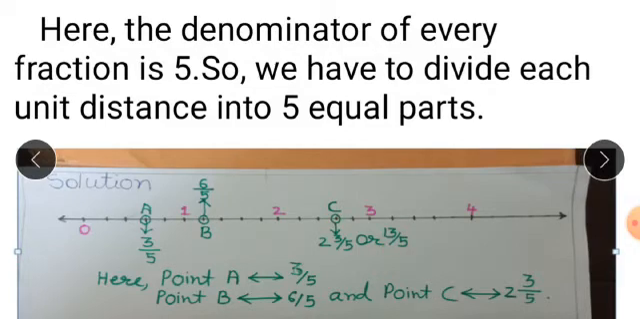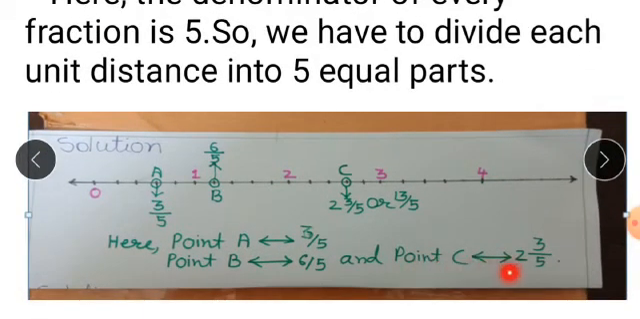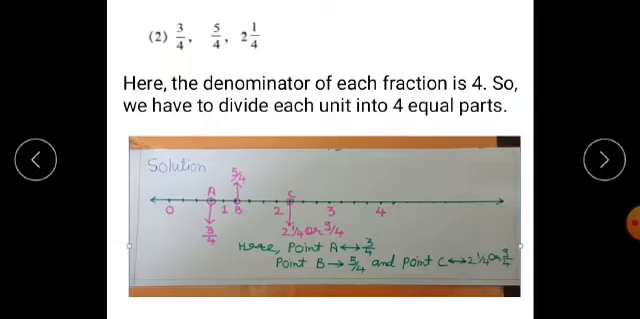Students, you have to draw this number line. You have to show the fractions along with the points, and after that you have to write down: point A corresponds to the fraction 3 upon 5, point B corresponds to the fraction 6 upon 5, and point C corresponds to the mixed number 2 integer 3 upon 5.